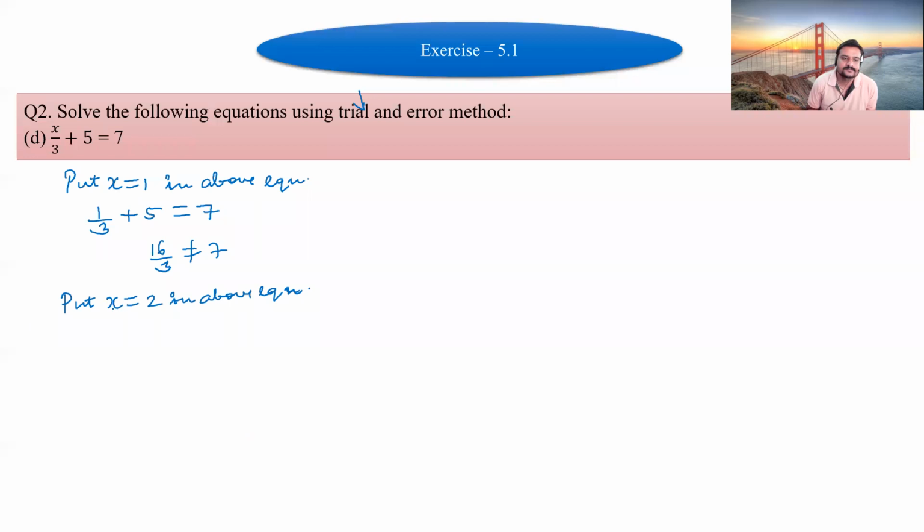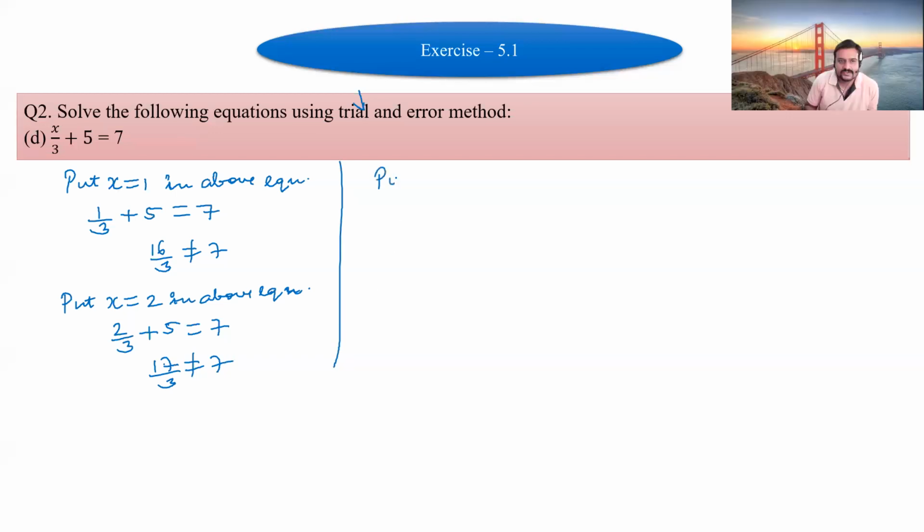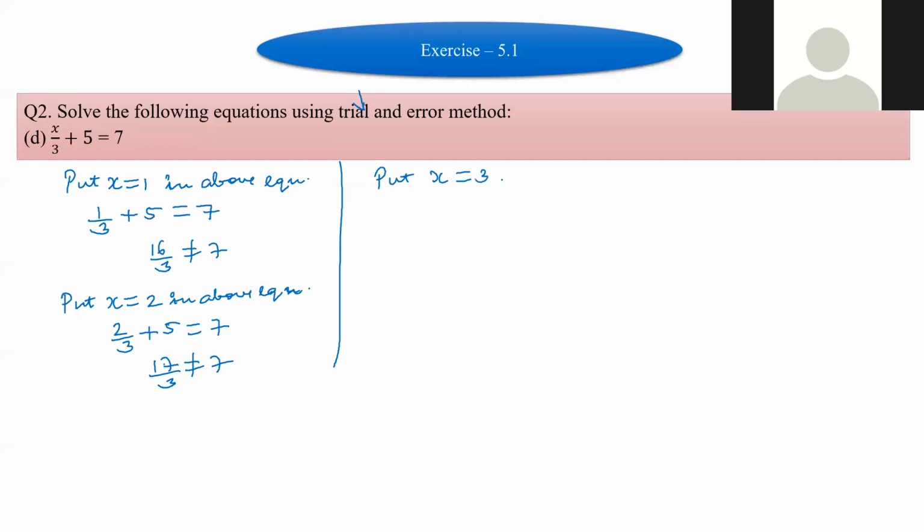Yes, sir. We will write put x is equal to 2 in the above equation. So 2 upon 3 plus 5 is equal to 7. So the answer will come 17 upon 3, which is not equal to 7. Next. Then we will write put x is equal to 3 in the above equation. 3 upon 3 plus 5 is equal to 7.